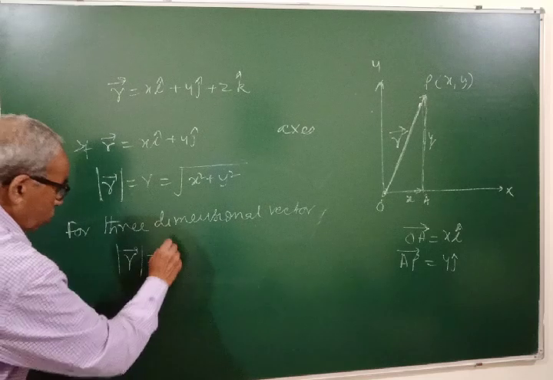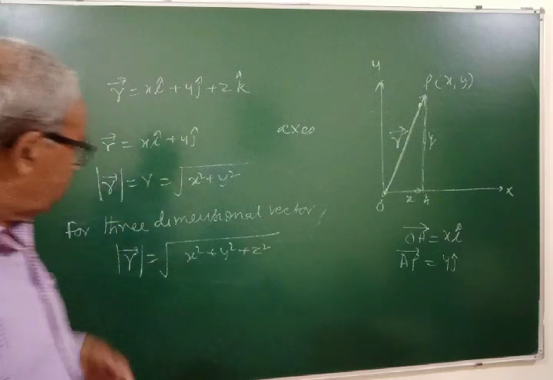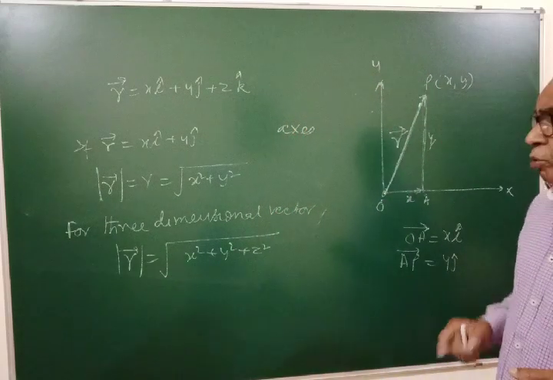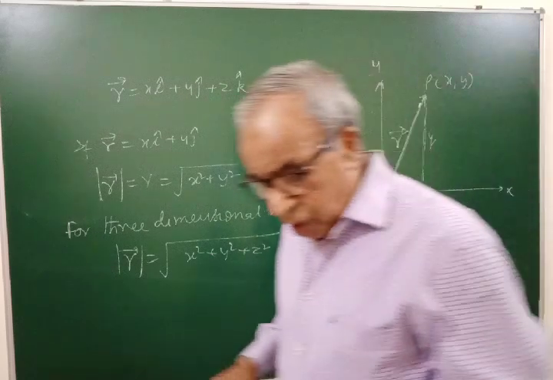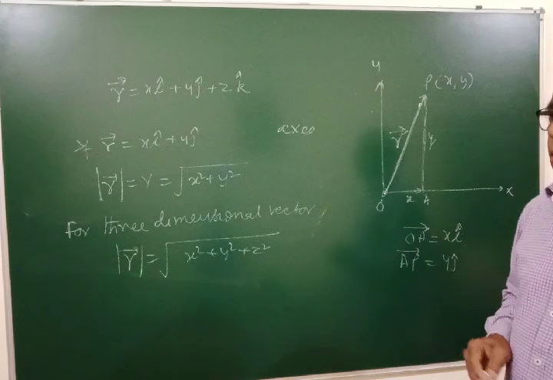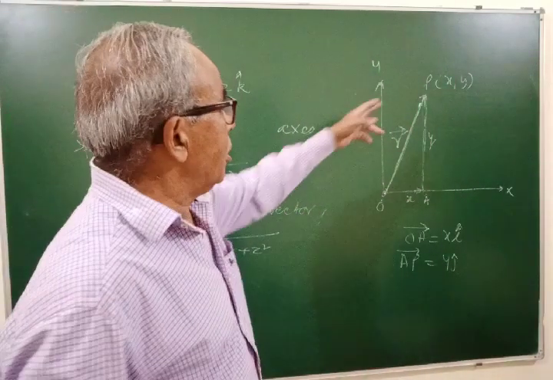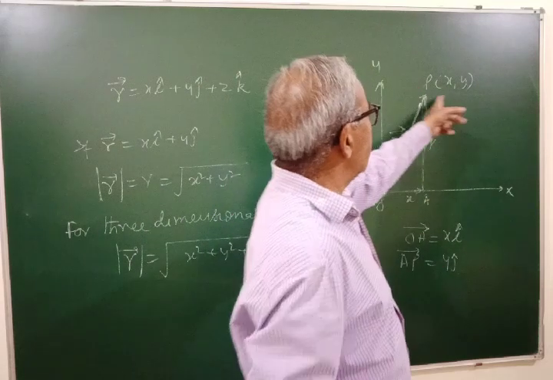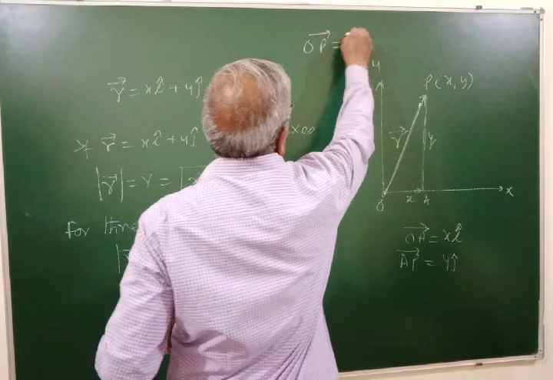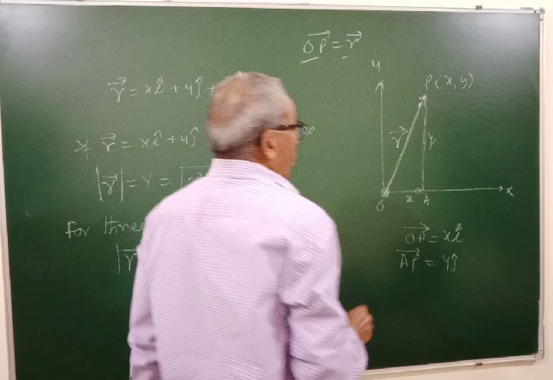Modulus of vector r is equal to under root x square plus y square plus z square. We will be using this fact very soon as we advance in this chapter. So this is something about position vector. I think it is simple. I am repeating again that position vector is the vector which tells the position of a body with respect to some reference point, which we call the origin. If P is a point in the xy plane whose coordinates are x and y, then you can write the position vector r equal to vector OP, which represents the position of point P with respect to origin O.